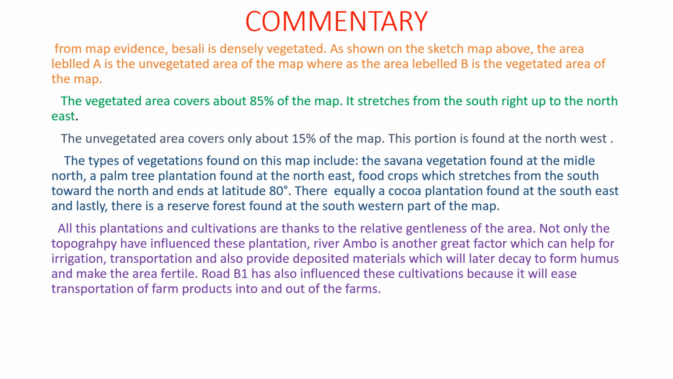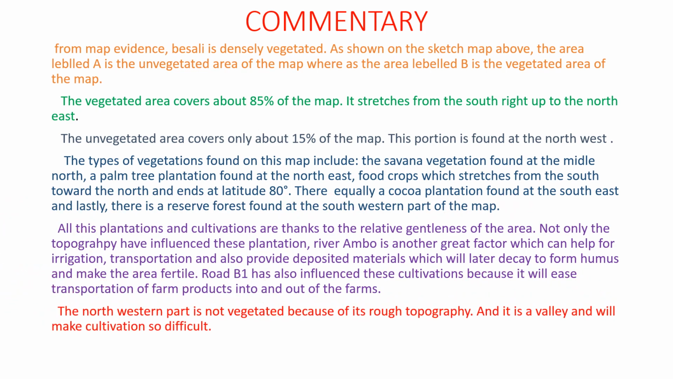All these plantations and cultivation are thanks to the relative gentleness of the area. Not only the topography has influenced these plantations, now I am trying to give what has influenced the vegetated area. River Ambo is another great factor which can help for irrigation, transportation, and also provide deposited materials which will later decay to form humus and make the area fertile. Road B, as we have seen on the map above, has also influenced these cultivations because it will ease transportation of farm products into and out of the farms.